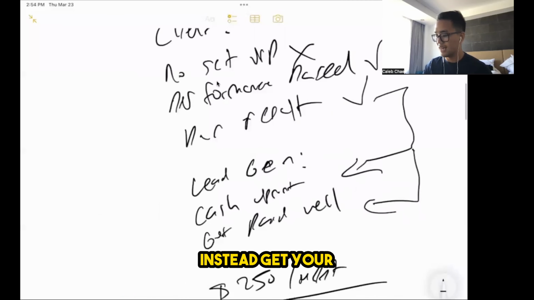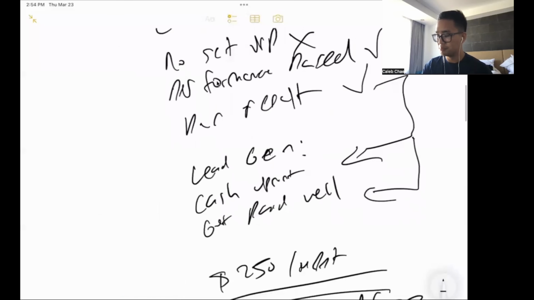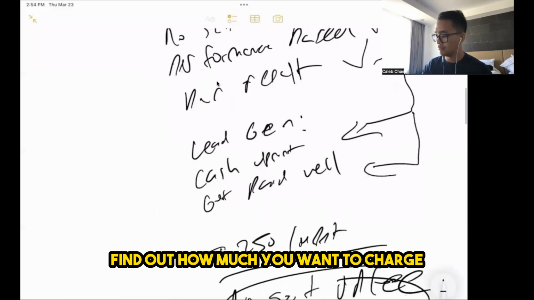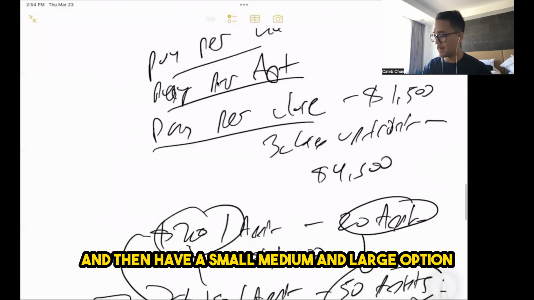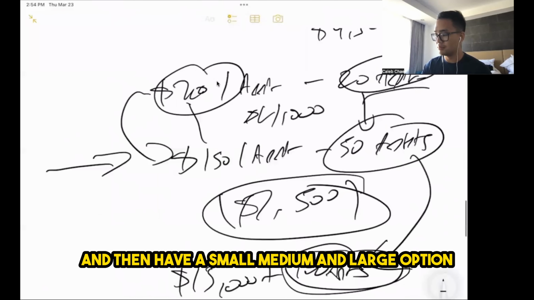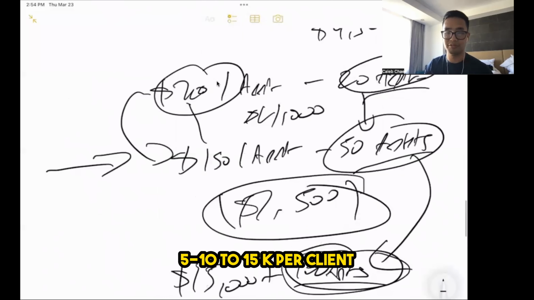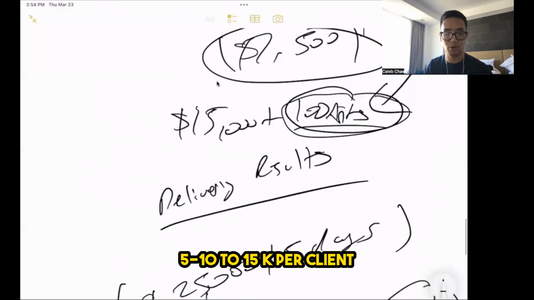Instead, get your performance-based model down, find out how much you want to charge, craft a deposit model, right? Practice pitching this, and then have a small, medium, and large option. And this is how you're going to be able to charge anywhere from 5 to 10 to 15K per client.